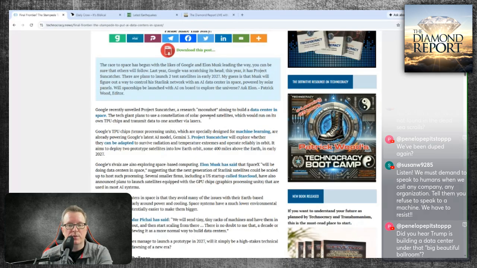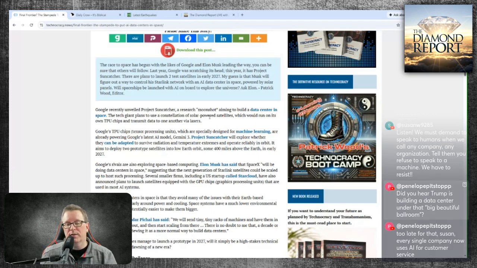Google's TPU chips, TPU means tensor processing units, which are specifically designed for machine learning. They're already powering Google's latest AI models, and the main one called Gemini 3. Project Suncatcher will explore whether they can be adapted to survive radiation and temperature extremes and operate reliably in orbit. It aims to deploy 2 prototype satellites into low Earth orbit, some 400 miles above the Earth, in early 2027.